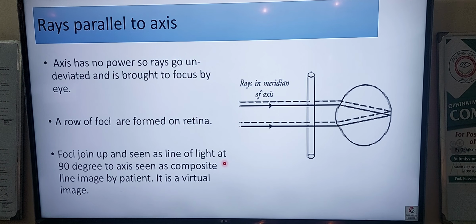These foci join up and are seen as a line of light at 90 degrees to the axis, which is seen as a composite line image by the patient. It is actually a virtual image, not a real line image.